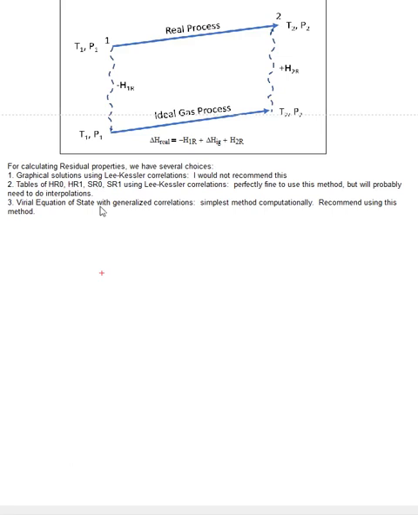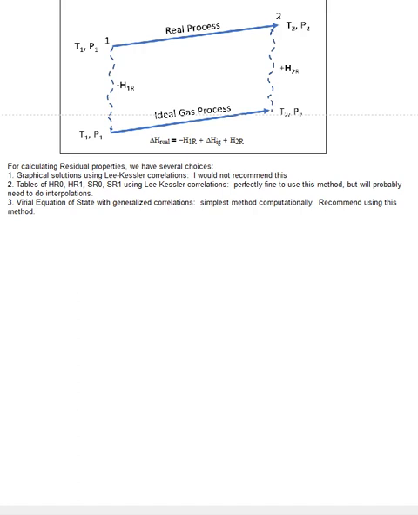with the Lee-Kessler correlation, so HR naught, HR1, SR naught, SR1, and we did that. That's a perfectly fine way to do this calculation, but as we found out for the other problem with steam, we had to do a lot of interpolations. We had to interpolate 4 times for these 4 values, and that's just kind of a pain to do. The last method that we looked at was using the virial equation of state with the generalized correlations, and this was the simplest method computationally, shortest, and if I were you, I would use that.